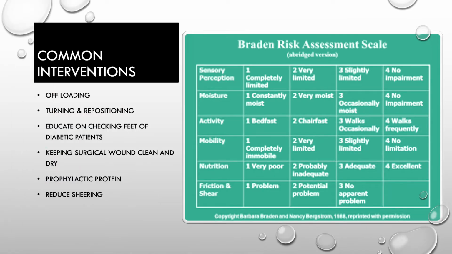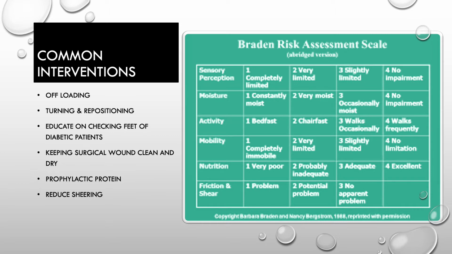On this slide, you see some common interventions that you should be familiar with. I'm sure you've heard of them. And you also see the Braden Risk Assessment Scale. What I'm wanting you to put together with this slide is that the interventions that we do are affected by the Braden score. Most of the things that you think of have to do with pressure, moisture, mobility.